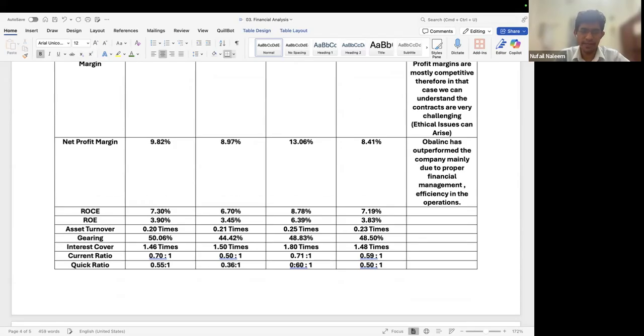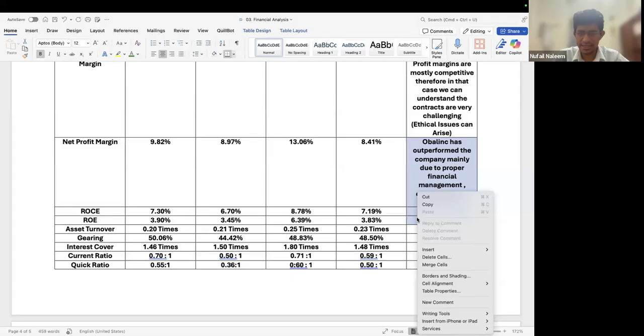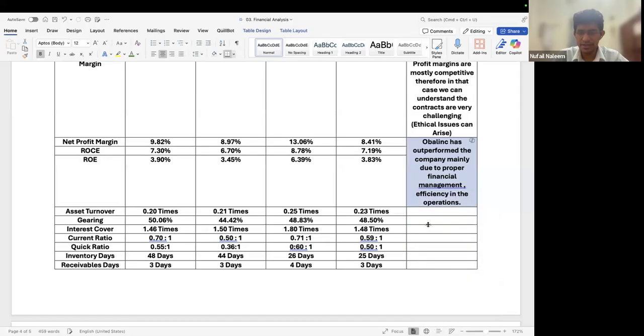Just keep that in mind. Students, you see ROC also has implications with regards to the application of this. So again, I'll just connect this because ROC and ROE are all profitability and investment returns. Everything is in a competitive range, but Oberlink is doing better than others.